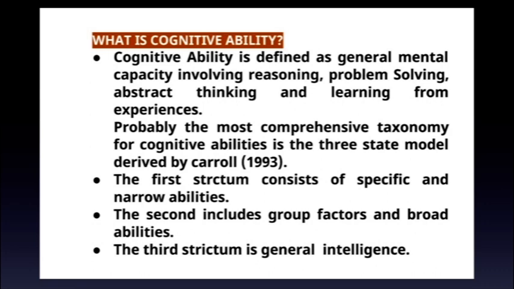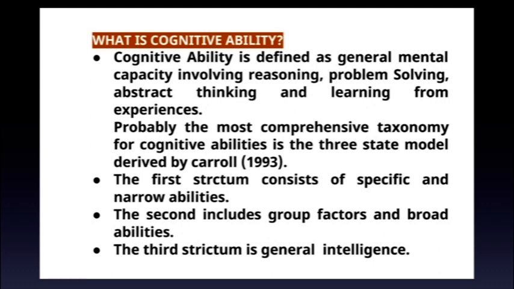Probably the most comprehensive taxonomy of cognitive abilities is the three-stratum model derived from Carroll 1993. Carroll gave us a model, and taxonomy means division. It has three steps. The first stratum, meaning structure, consists of specific and narrow abilities, pinpointed, specific, narrow, not broader. The second includes group factors and broad abilities. First narrow, then the broad abilities, and the third stratum is general intelligence.